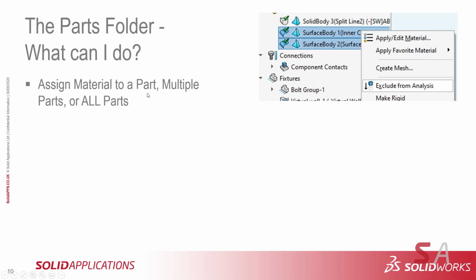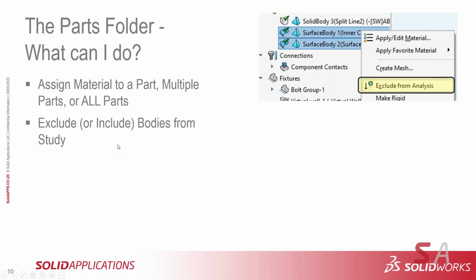So you can assign material to a part, to multiple parts, or to all parts. You can also exclude, or you can reverse that by doing it again, to include bodies from a study. So you simply right-click a body and you choose the option exclude from analysis. If it's already excluded, it will show up gray, and then you can right-click on it and include it in the analysis again.